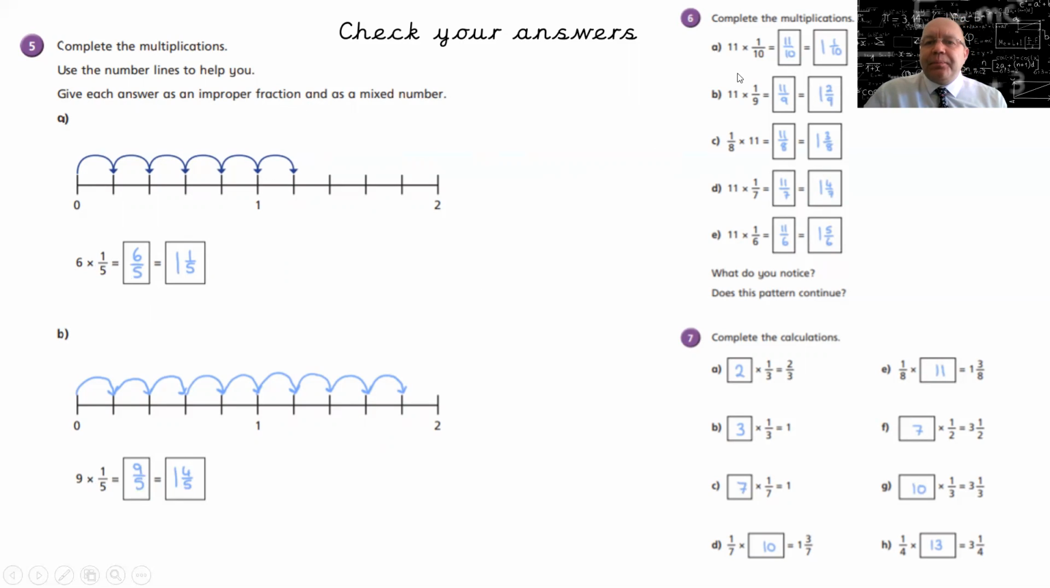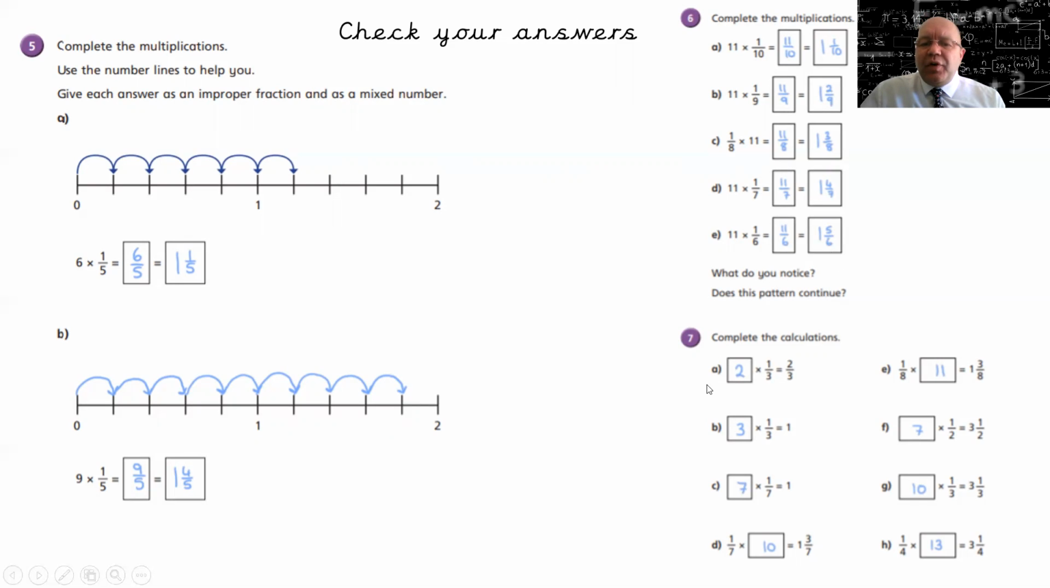Question 6. We've got 11 tenths, which is 1 and 1/10. 11 ninths, which is 1 and 2 ninths. 11/8, which is 1 and 3/8, 11/7, which is 1 and 4/7, and 11/6, which is 1 and 5/6.